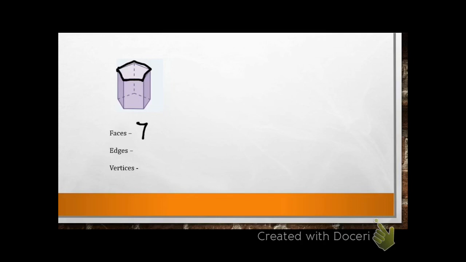Okay? Now I want you to come up with the edges. How many edges, or how many line segments are there? How many edges? I'm going to tell you it's going to be a 2-digit number. So if you got something less than 10, you know you're incorrect. It's got to be more than 10 actually.